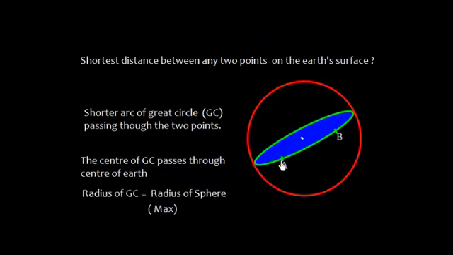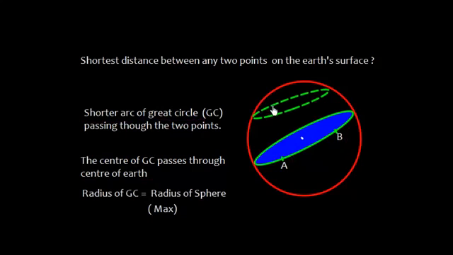Well, let's revise it with this concept. This is point A and this is point B. So the shortest distance between these 2 points is the shorter arc of the great circle. The definition of a great circle is that the center of the great circle is the center of the sphere. And since we have considered Earth as a sphere, the center of the Earth and the center of this great circle are the same. Hence the radius of the great circle is also the radius of the sphere or Earth, which is maximum.